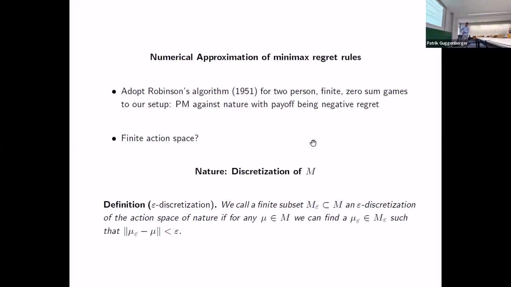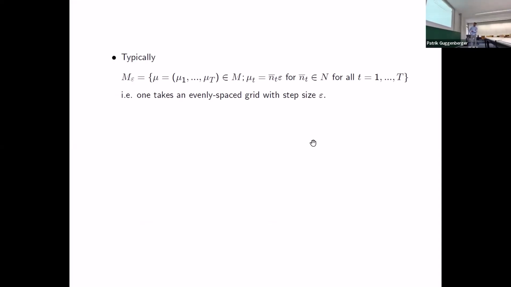So how do we get a finite action space? Well, as I already mentioned, the obvious thing: we are simply discretizing nature's action space. We are looking at the space of mean vectors, rather than taking 0, 1 to the T, and we use an epsilon discretization. You pick a small epsilon, and an epsilon discretization is simply a finite subset M epsilon of the original mean vector space M, such that for every mu in M, you can find a mu epsilon in M epsilon that is at most epsilon away from it. Typically we simply use an evenly spaced grid with step size epsilon.